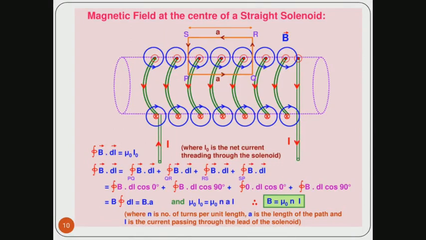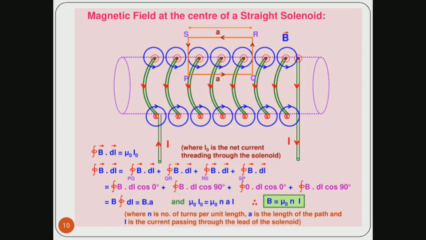We all know that a solenoid means a long wire wound in the form of a helix, closely wound on a non-conducting frame. That I have shown in the figure.